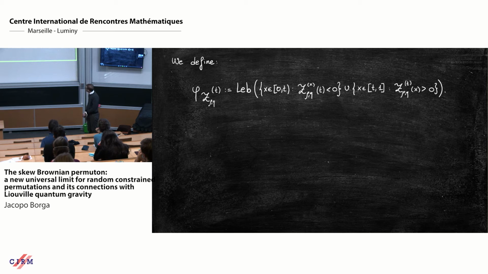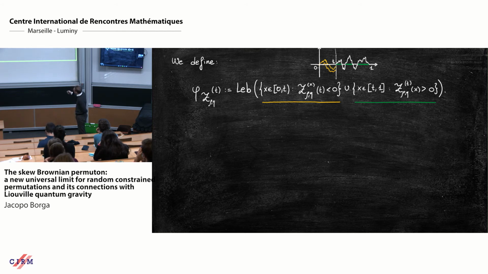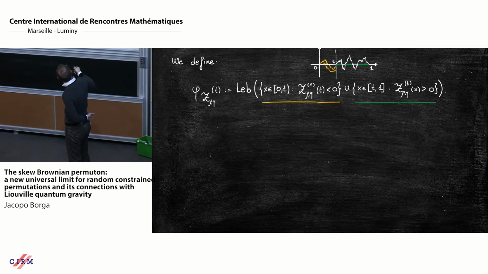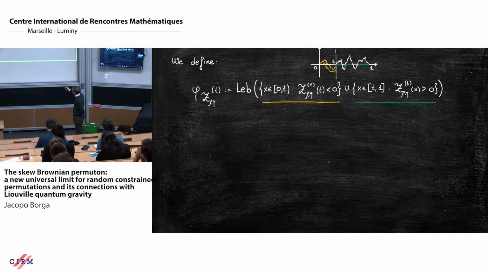And we define the following new process. I'm measuring the Lebesgue measure of the following set. There are two parts, a yellow part and a green part. The yellow part is measuring all the starting times of one of these processes such that at time t, I'm negative. So the yellow processes are in this set. This starting point will contribute to this set. And the green set is just, you take the walk that is starting at time t, and you measure how much time it is spending in the positive part. So it's a random process.